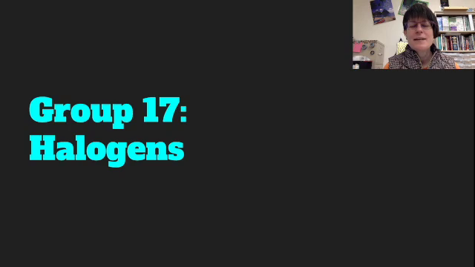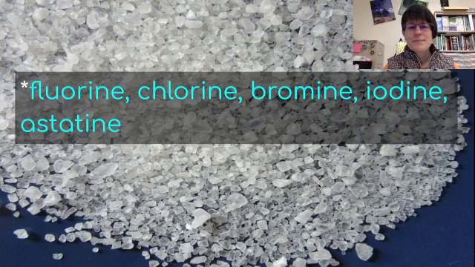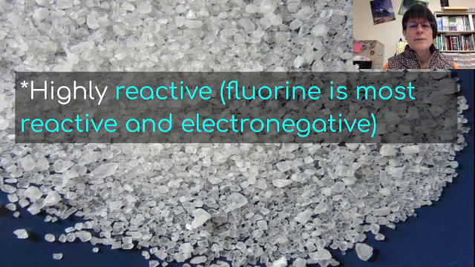Group 17 are the halogens. So right here, they are fluorine, chlorine, bromine, iodine, and astatine. Halogen means salt producing. So they produce salts. They tend not to be found by themselves in nature either, because they are very reactive. So they're highly reactive. Fluorine is actually the most reactive element on the periodic table and the most electronegative.